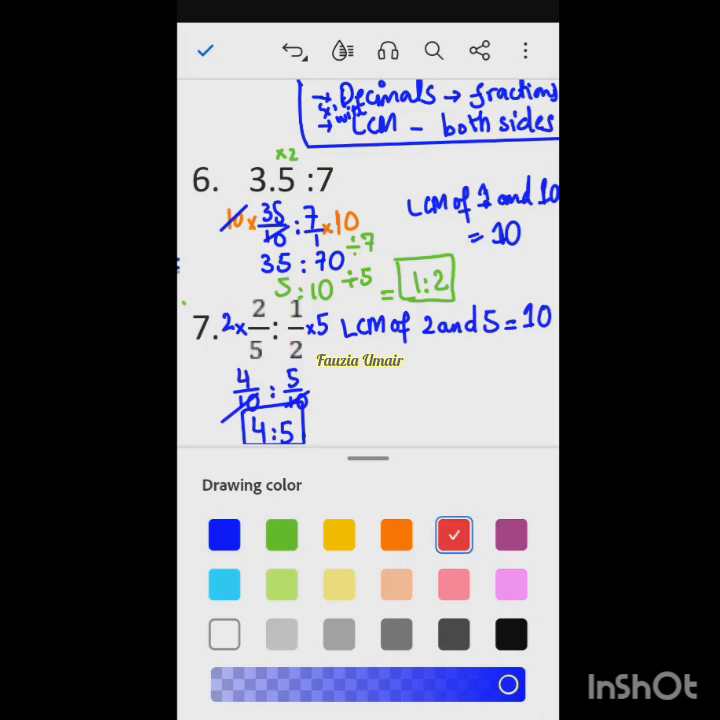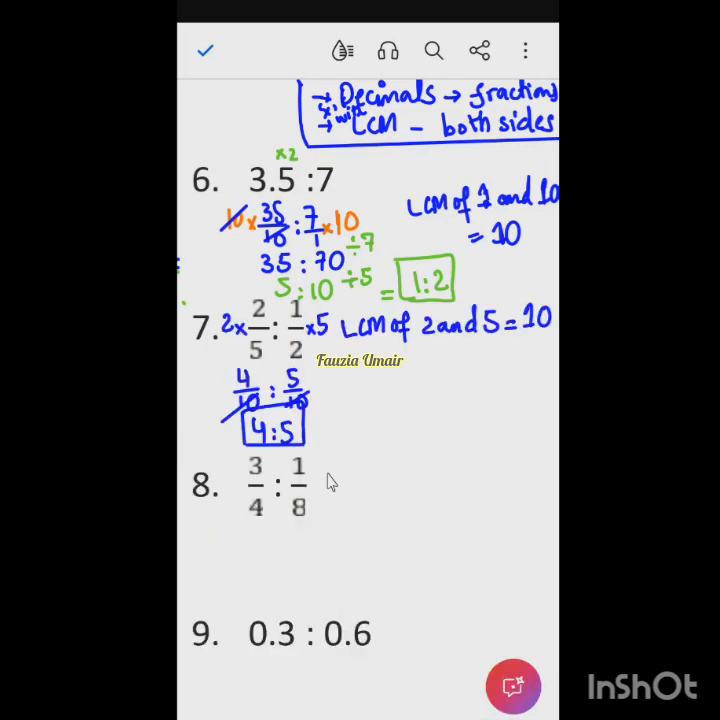Okay, very good. So now the next question. What is the LCM of 4 and 8? Ma'am, is it 32? 4 and 8. Ma'am, 8. Very good.